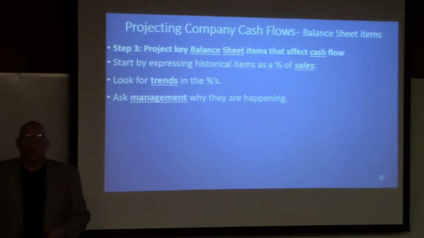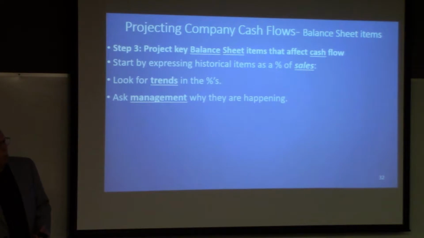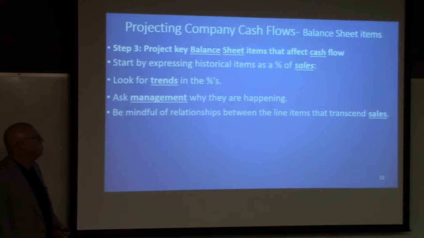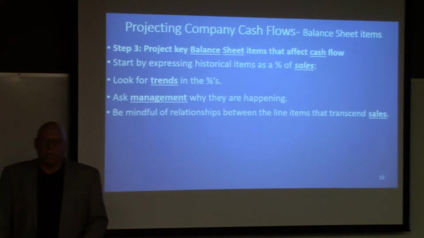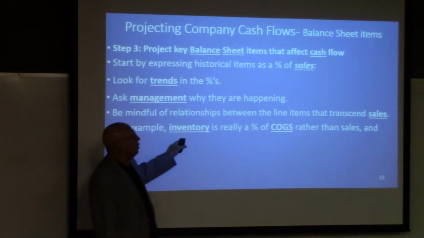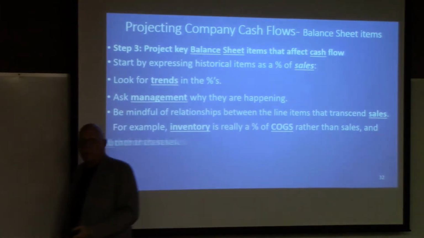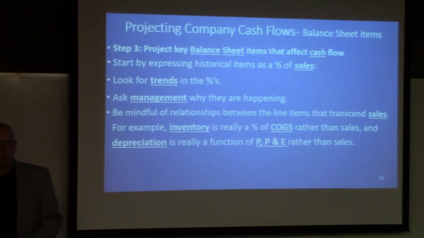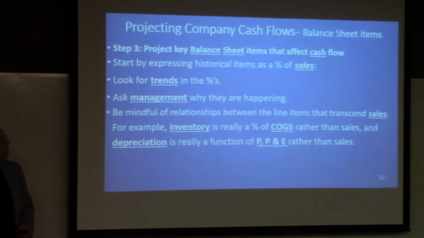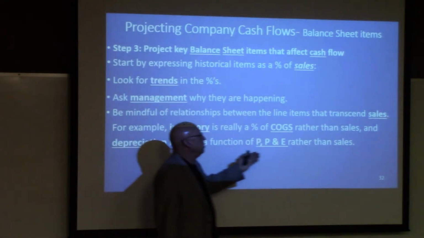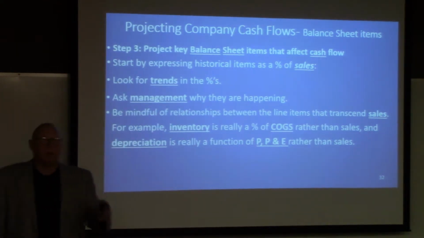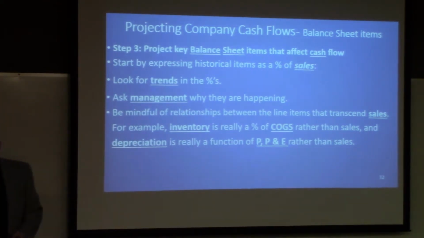All right, we'll look for trends in the percentages. We'll talk to management about why our investments in these working capital items, accounts receivable and inventory, and property, plant, equipment, are changing. We'll be mindful of relationships between the lines that transcend sales. For example, inventory is really a percentage of cost of goods sold rather than sales. Depreciation is really a function of property, plant, and equipment rather than sales. But ultimately, it all goes back to sales. What is our percentage of sales? I guess the only line item that we absolutely cannot use a percentage of sales with is taxes.